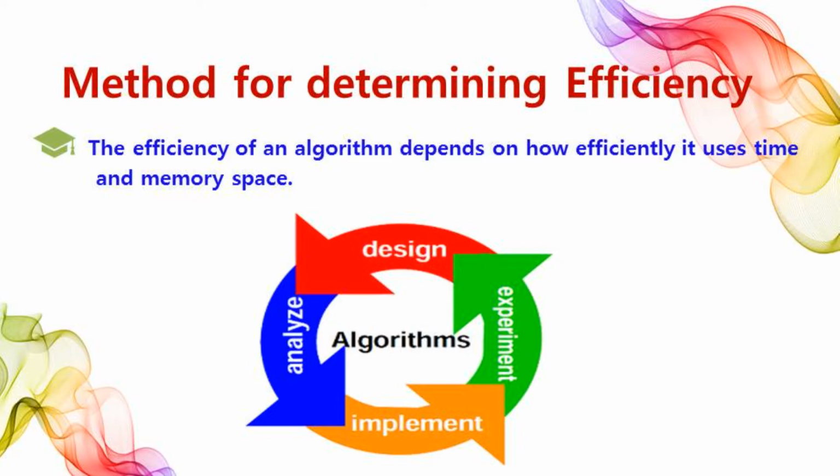Methods for determining efficiency. Here the efficiency is measured as the ratio of the useful output to the total input size, which can be expressed in the form of minimizing the waste of resources such as time and space complexity. The efficiency of an algorithm depends on how efficiently it uses both time and memory space.